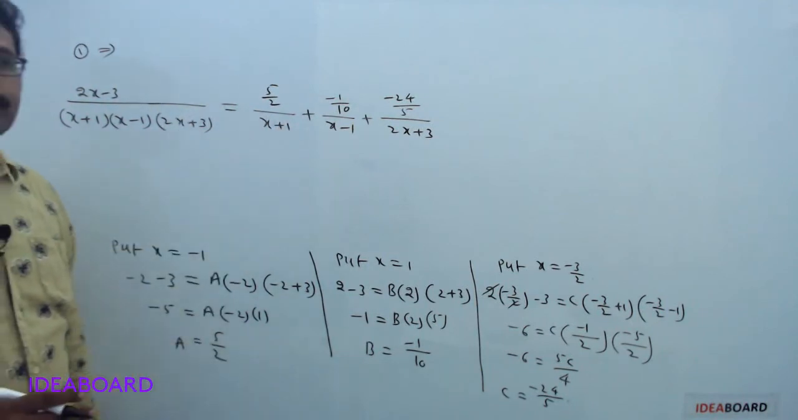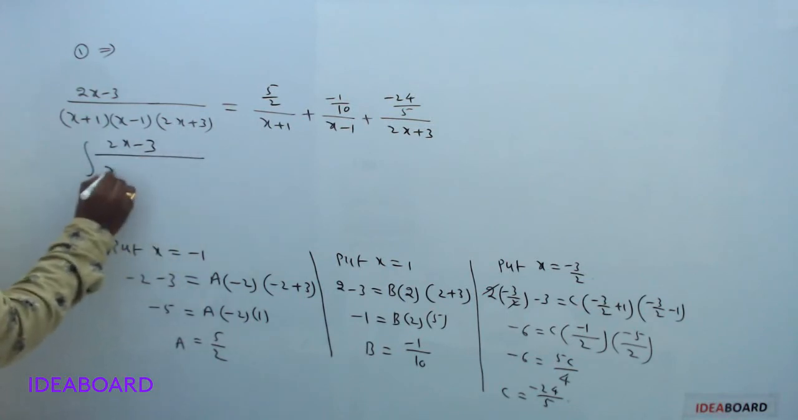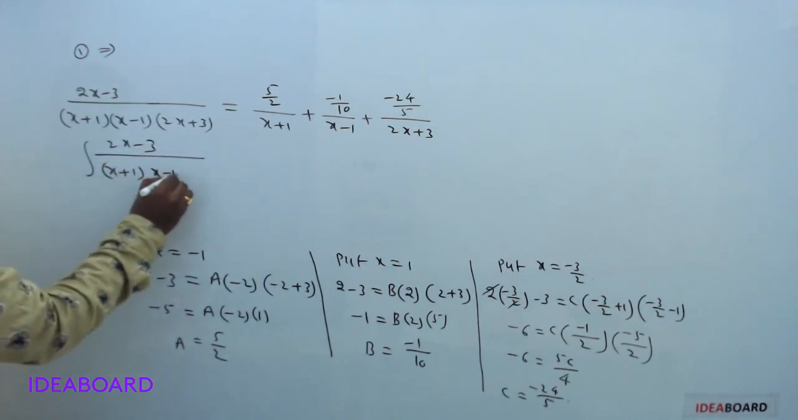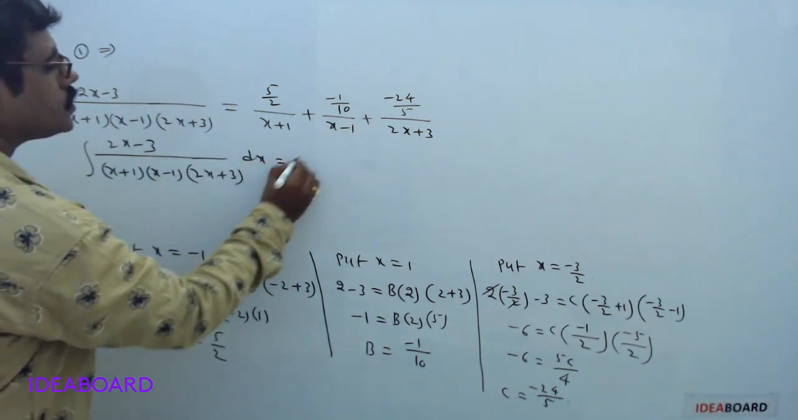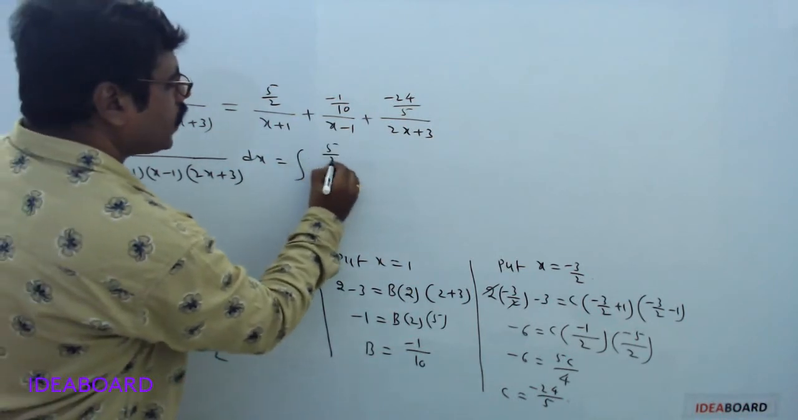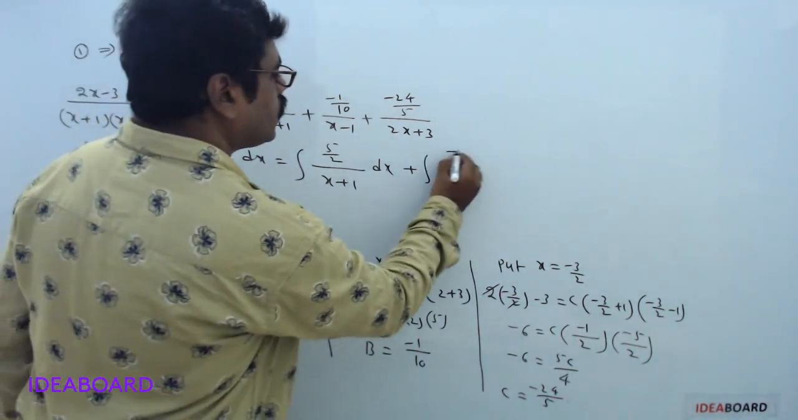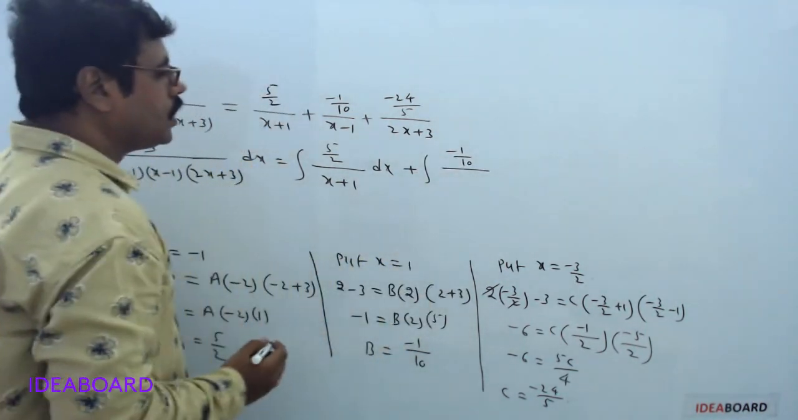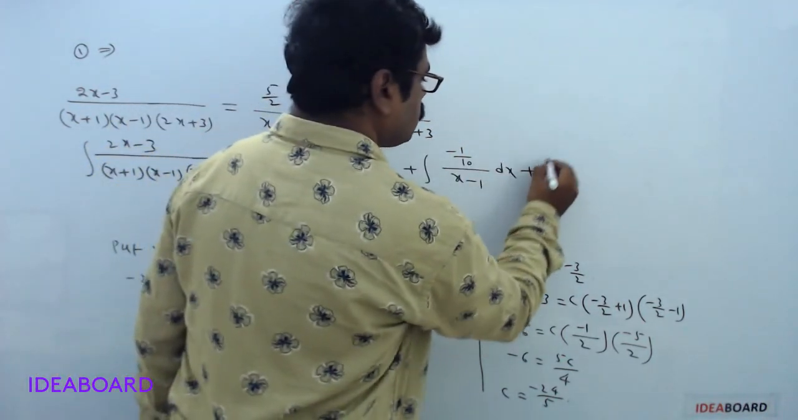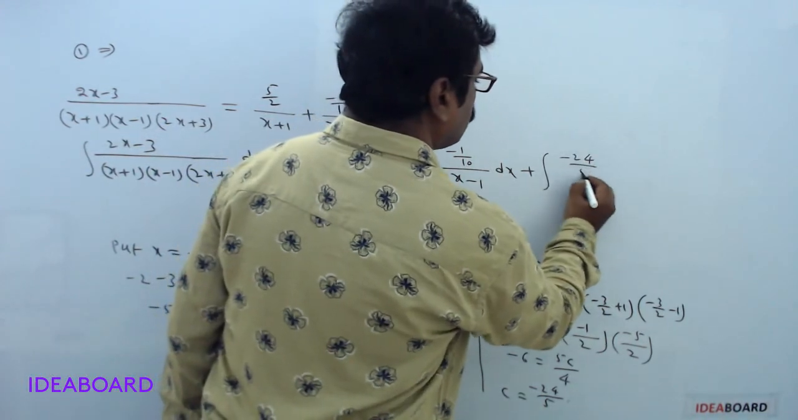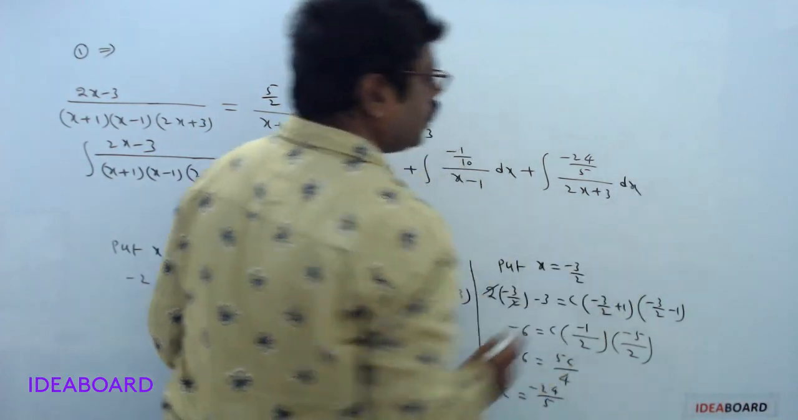Now integrating on both sides with respect to x. So integral 2x minus 3 divided by x plus 1 into x minus 1 into 2x plus 3 dx equals integral 5 by 2 divided by x plus 1 dx plus integral minus 1 by 10 divided by x minus 1 dx, plus integral minus 24 divided by 5 divided by 2x plus 3 dx.